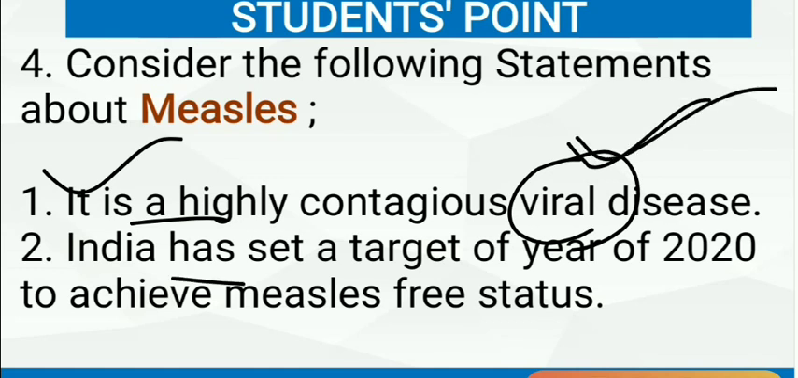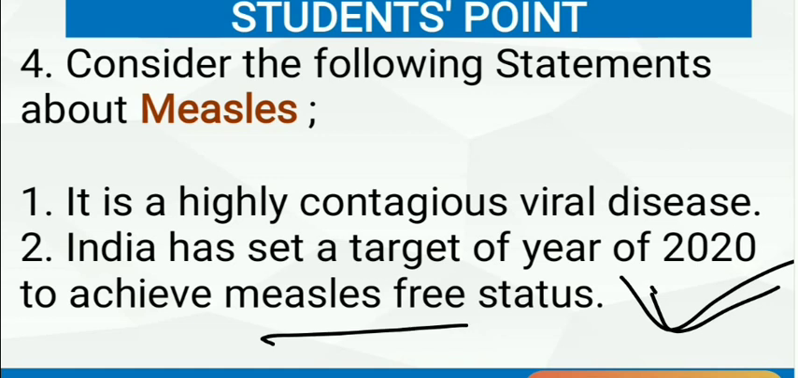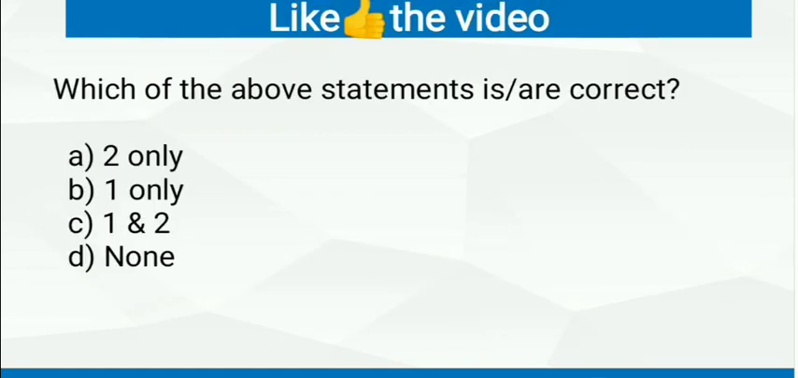India has set target of year 2020 to achieve measles free status. This is also correct. India has not yet achieved the status of measles free, but it has set the target of year 2020 to achieve this status. So C is the right answer.